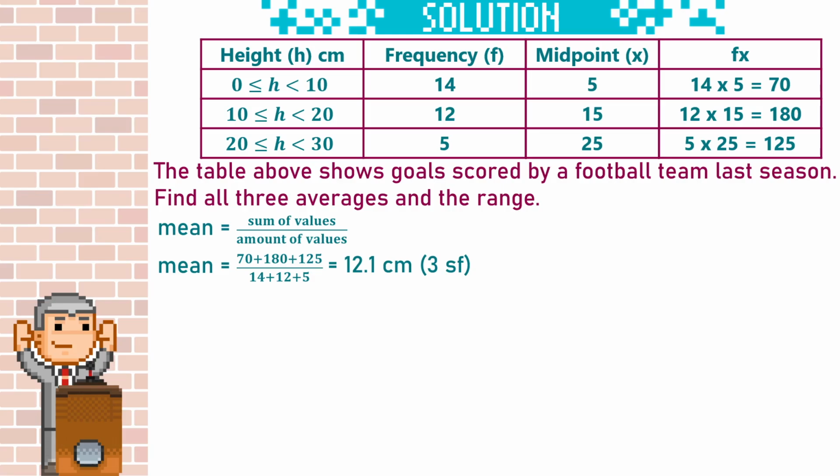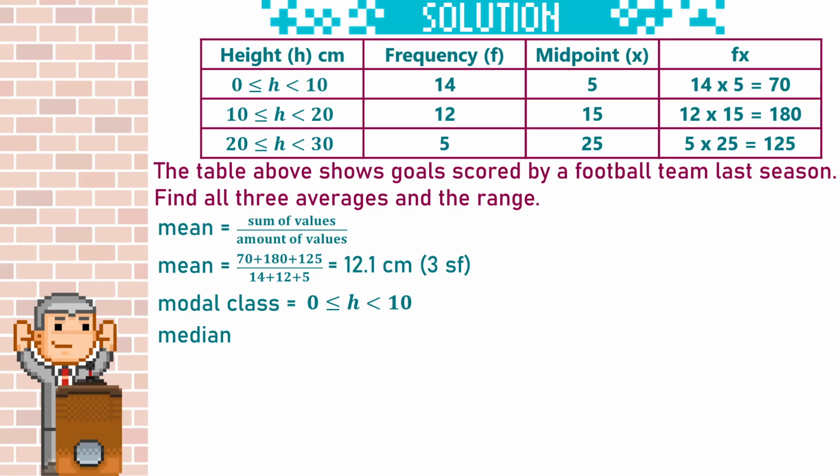We can no longer find the mode because we do not know what the numbers are. But we can now find the modal class. Looking at the frequencies, we've got 14, 12 and 5, so the highest frequency is 14. So the modal class will be 0 to 10. Make sure you copy it down exactly from the table.